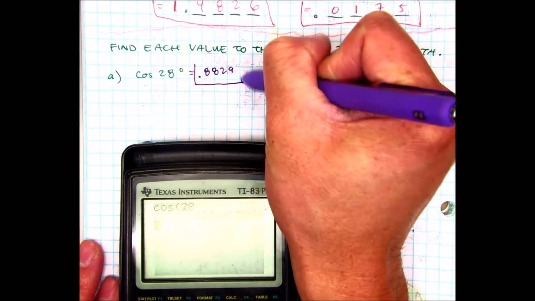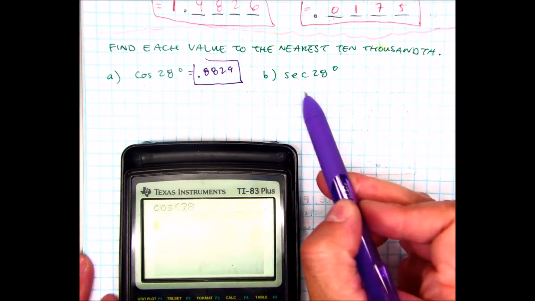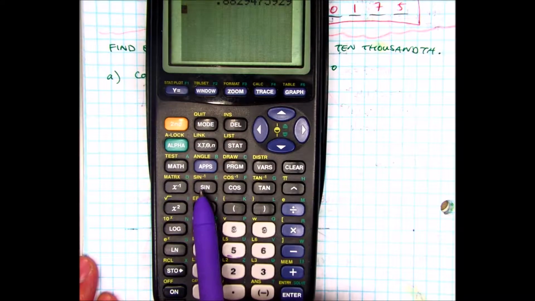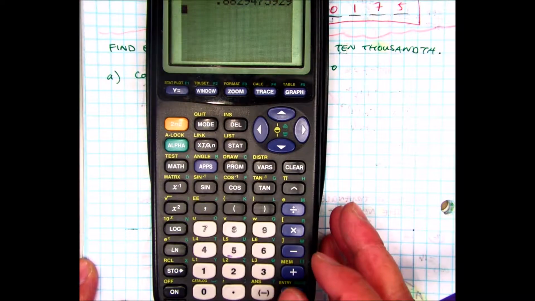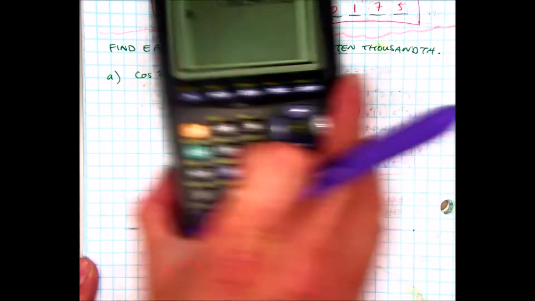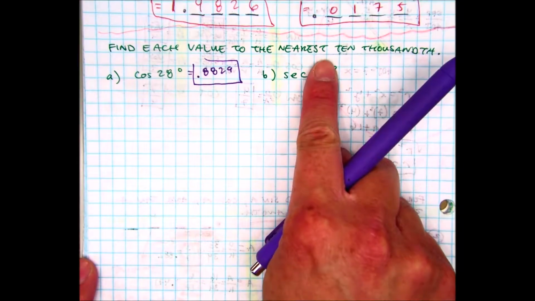Pay attention, ready? Now I need to find the secant of 28 degrees. If I look at my calculator, there is no secant button. So I'm going to use the reciprocal identity. Partner B, tell partner A, what's the reciprocal of secant? Okay?